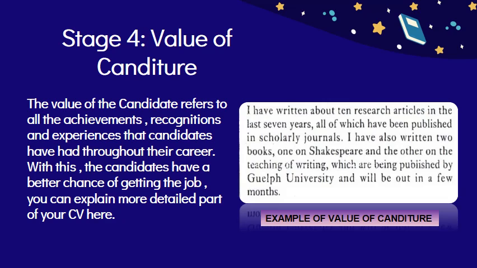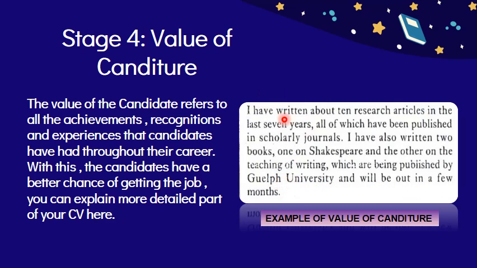That's right. So now I'm going to read you the next example. I have written about 10 research articles in the last 7 years, all of which have been published in scholarly journals. I have also written 2 books, one on Shakespeare, the other on the teaching of writing, which have been published by Guelph University, and it will be out in a few months.